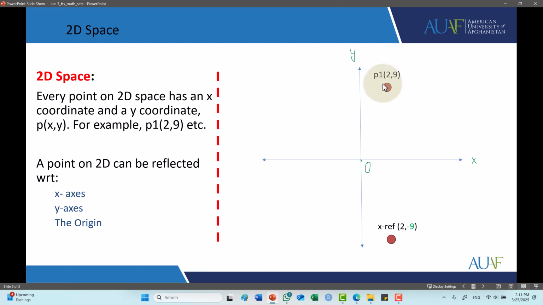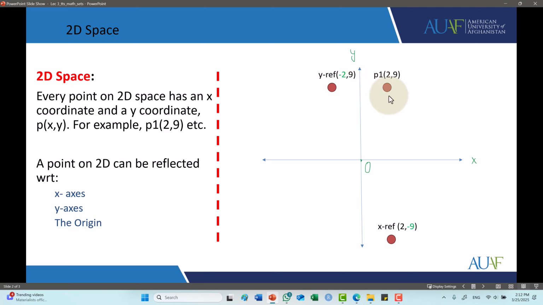Likewise, we can find the y reflection of this point, which is on the other side of the y-axis, because the y-axis would act as the mirror here, with the same distance from the y-axis, and that would be the point y reflection with coordinates minus 2 and 9. Now if you look at minus 2 and 9, this point has the same distance from the y-axis, so it is the reflection of P1 with respect to the y-axis.